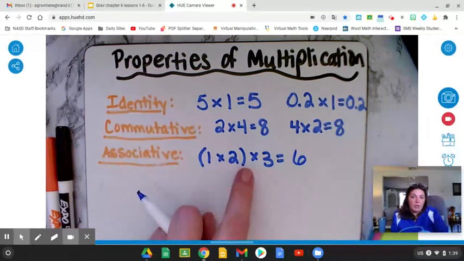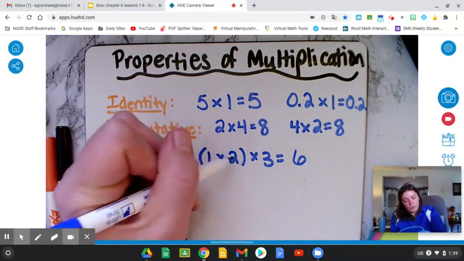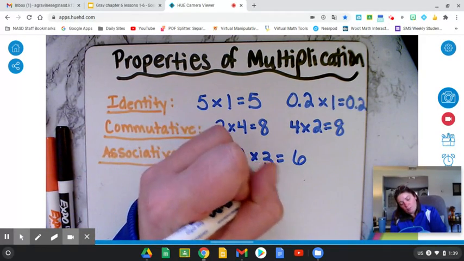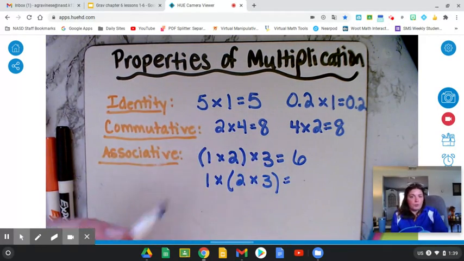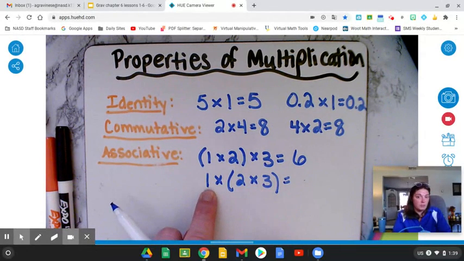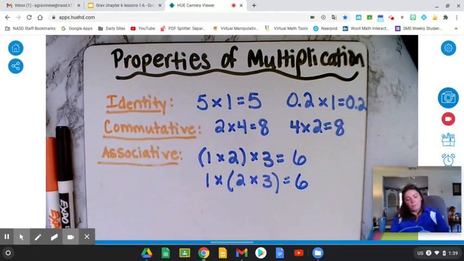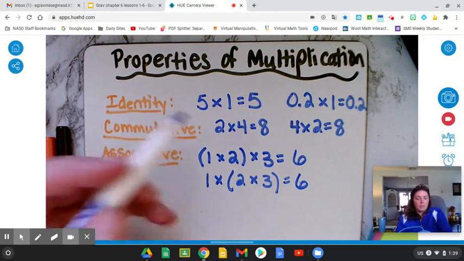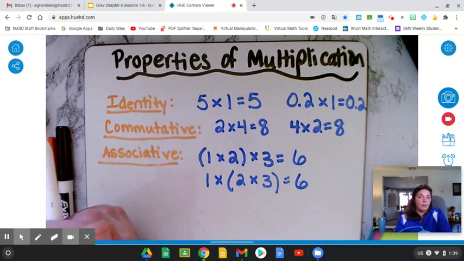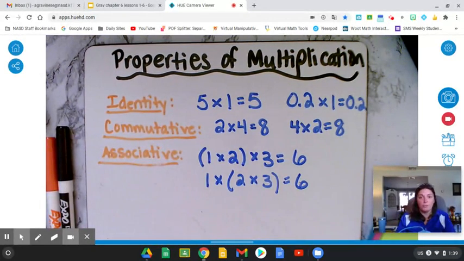Well, let's change that grouping. Now I'm going to group the 2 and the 3 together. And let's see what happens. So all I did there was move the parentheses to the second 2 factors. Well, parentheses would go first. 2 times 3 equals 6, and 6 times 1 is still 6. So the associative property tells me that I can regroup numbers that are multiplied together, and I get the same answer.